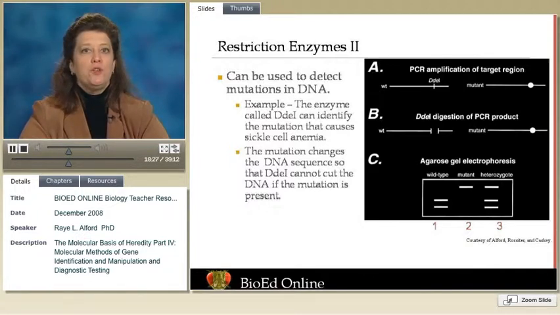A person with two copies of the sickle cell-associated gene will show only an uncut band, indicating that neither of the beta-globin genes was cut by DdeI, as shown in panel C, row 2. A carrier for sickle cell disease will demonstrate both cut and uncut bands, as shown in panel C, row 3, indicating that he or she has one normal gene and one sickle cell-associated gene.